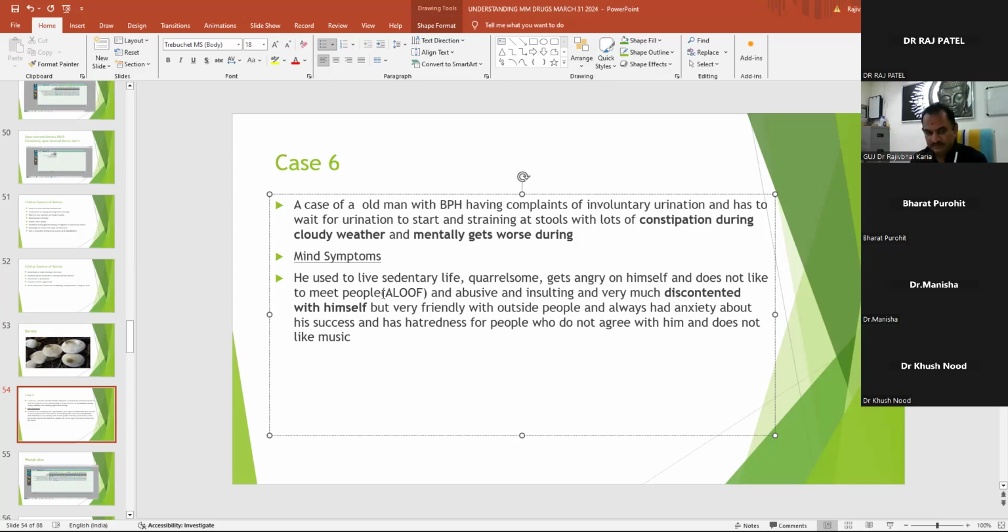Aloof is leprosy-ism. Abusive and insulting, very much discontented with himself, but very friendly with outside people. And always had anxiety about his success and hatred for people who do not agree with him, like Calcarea, and does not like music. What is the remedy?